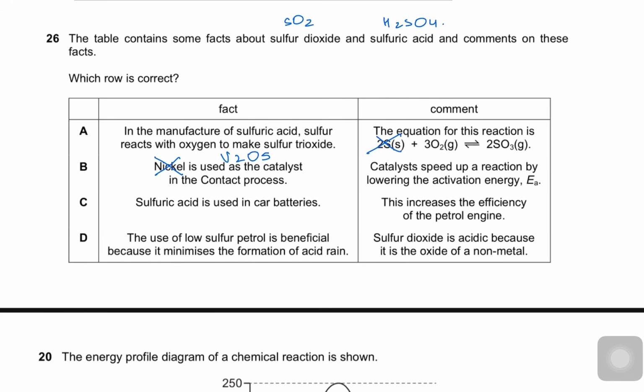Sulfuric acid is used in car batteries. That's true. This increases the efficiency of the petrol engine. Let's go for option D and still see. The use of low sulfur petrol is beneficial because it minimizes the formation of acid rain. Very true. Sulfur dioxide is acidic because it is the oxide of a non-metal. Option D makes more perfect sense.